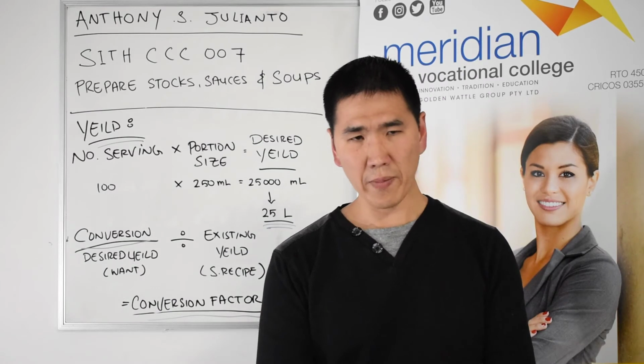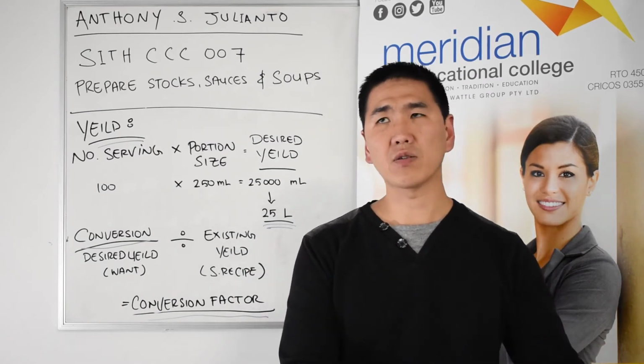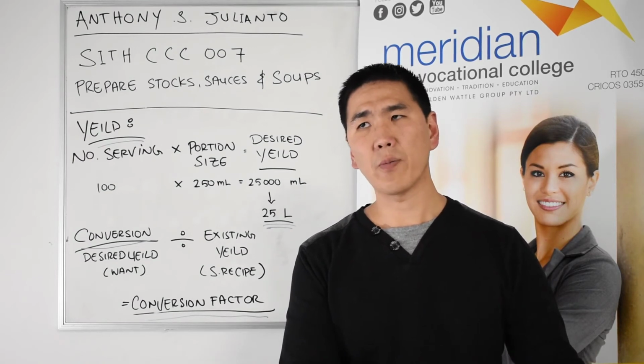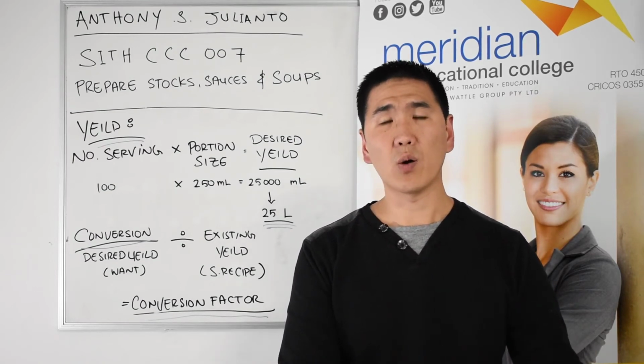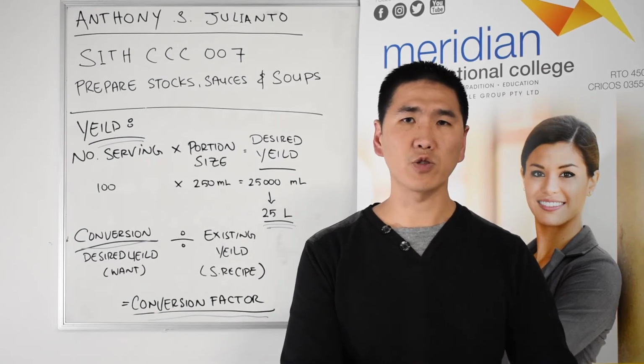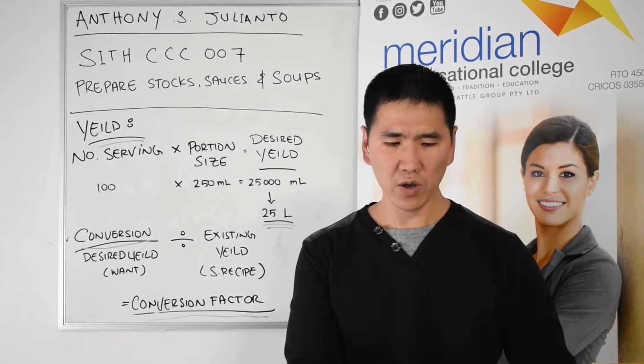So if you were making a white stock, for example, you don't roast anything. If you were making a brown stock, then you would roast your bones and you would roast your mirepoix.